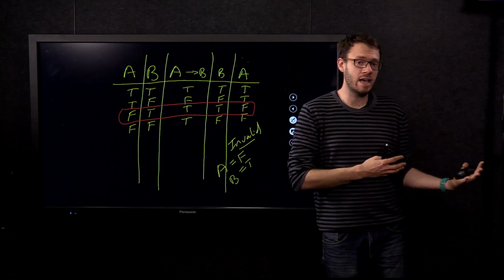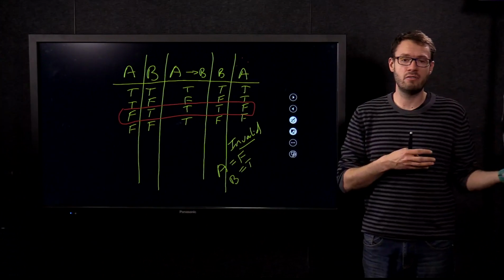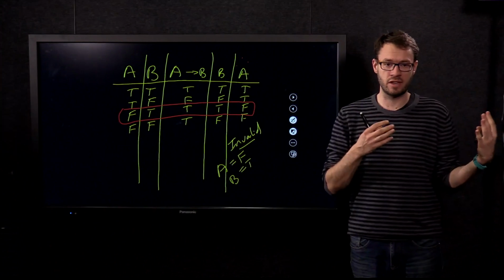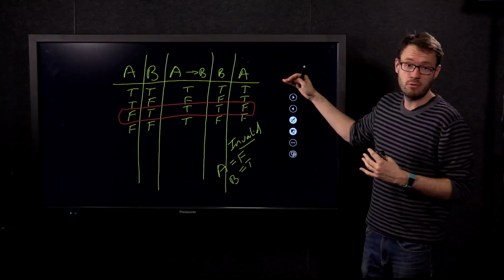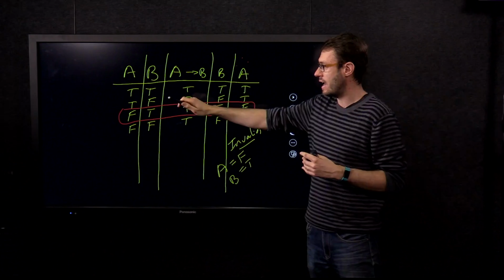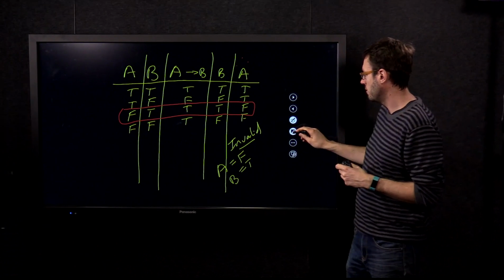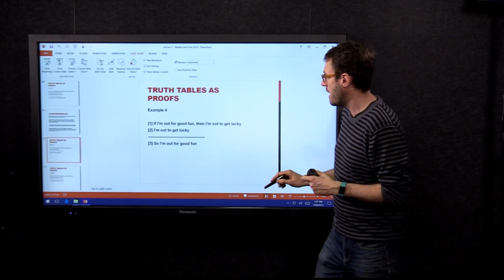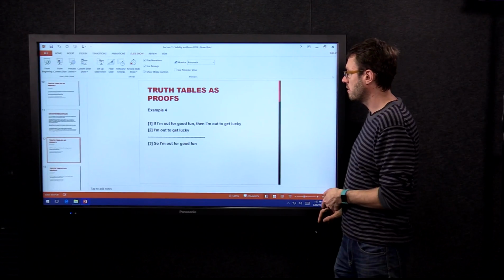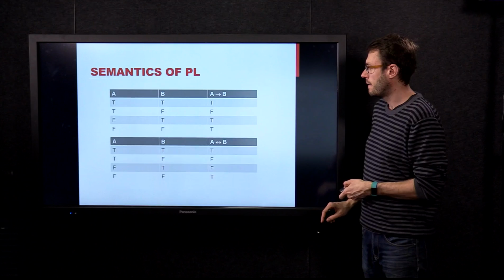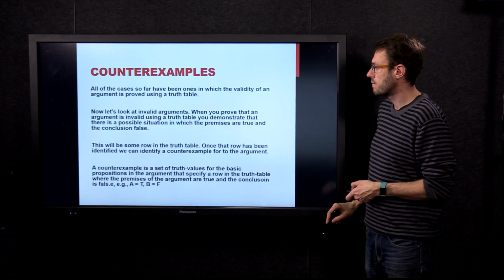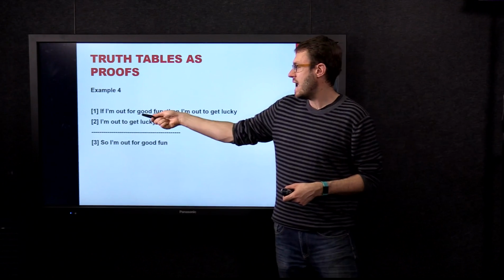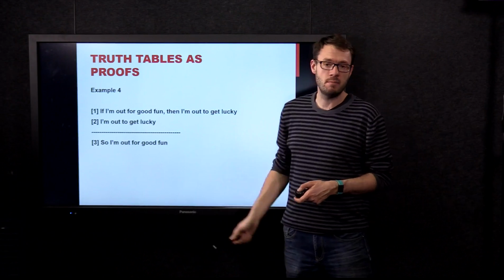If we translate that back out into English, we can give an English statement of the counterexample. So remember what A and B represent. If we go back to our actual argument from Daft Punk, remember that A was I'm out for good fun and B is I'm out to get lucky.